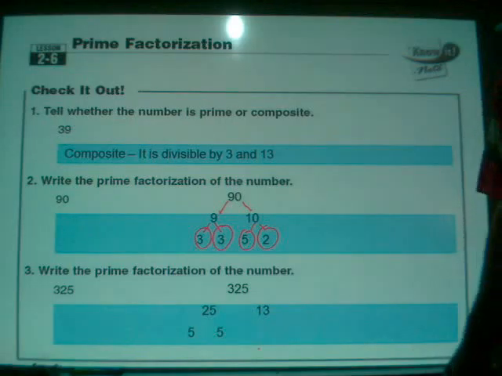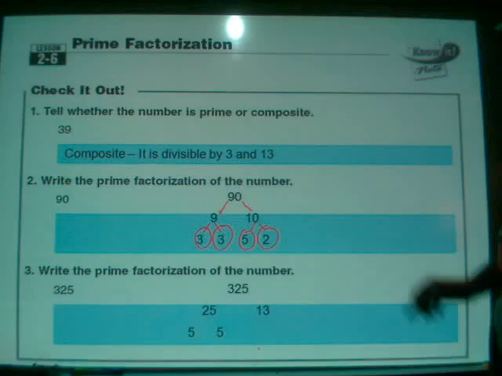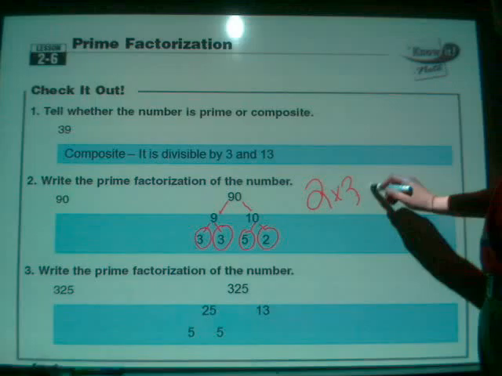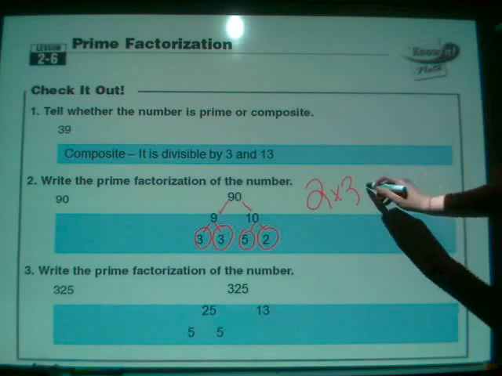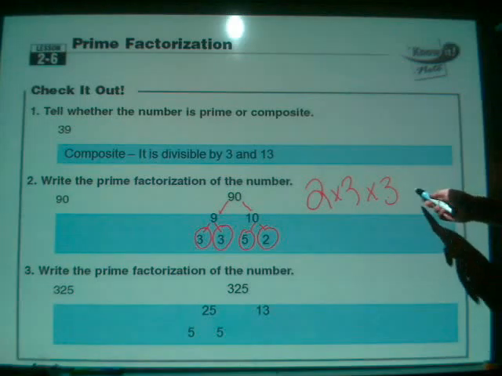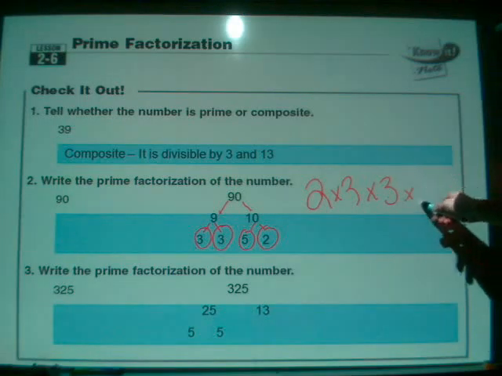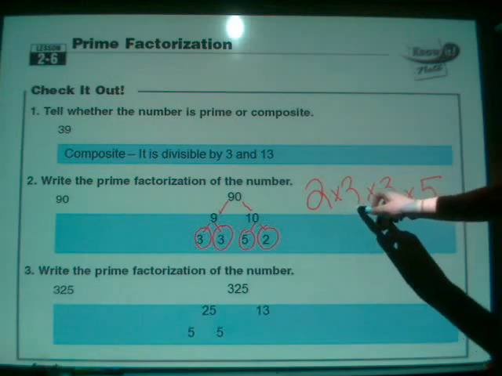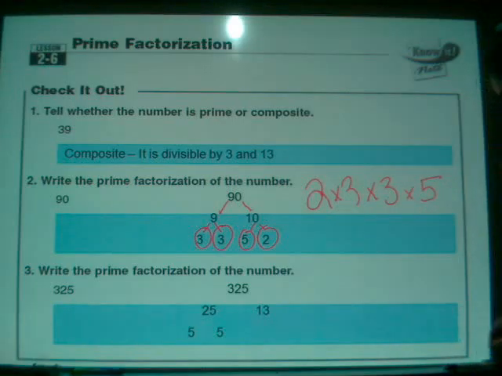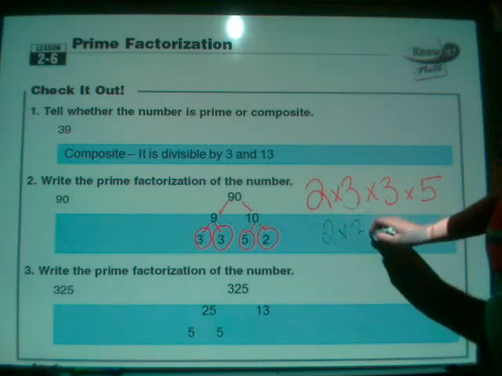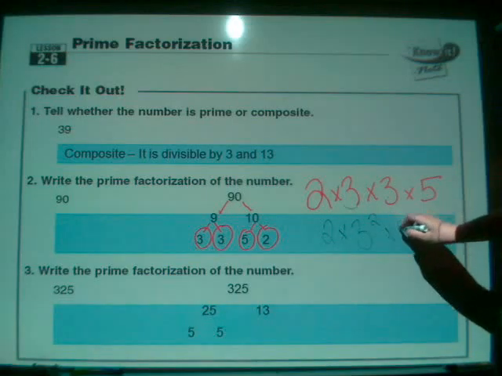Now, you don't want to stop there, though. You actually need to write the prime factorization. So you can write 2 times 3 times 3 times 5. Or you can write this with exponents if you want. And that would be 2 times 3 squared times 5.